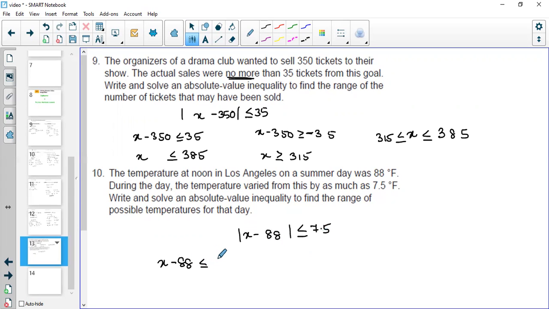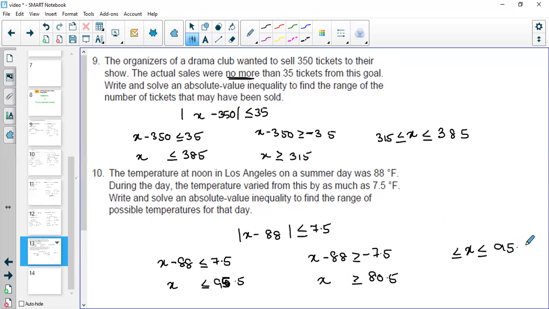So x minus 88 is less than or equal to 7.5, or it could be x minus 88 is greater than or equal to negative 7.5. Now, if you would solve this, one of the answers you're going to get is going to be 95.5, because it's 7.5 plus 88. I hope I don't need to keep doing all the steps. And the other is 80.5, because it's going to be 88 minus 7.5, so you're going to subtract it. So the inequality when you write is going to be like this: 80.5 and 95.5. So the temperature varied between 80.5 and 95.5, somewhere between these two numbers.